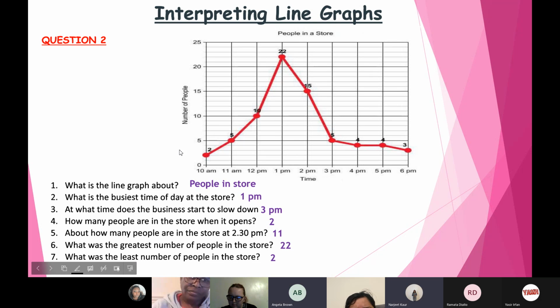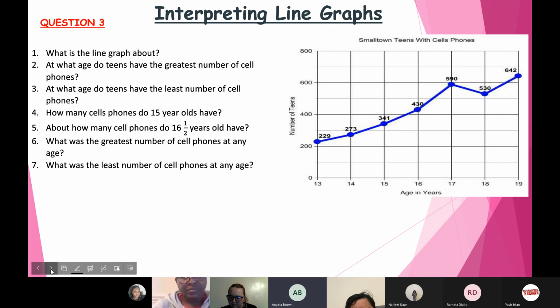It was 2 there. So that's interpreting graphs, and you'll be given graph type questions like this, where you'd have to interpret it and answer the question. So your final question is all about small town teens with cell phones. So have a go at that one, reading the information off the graph.